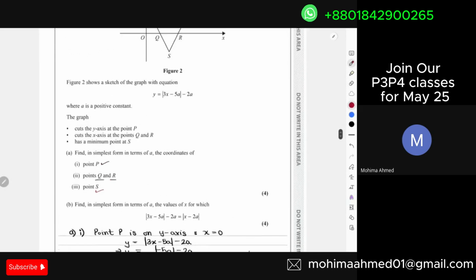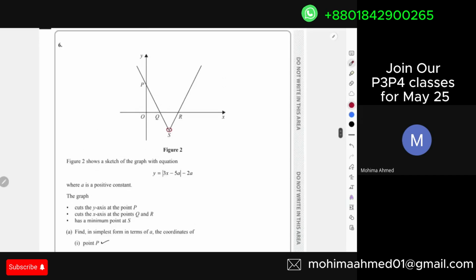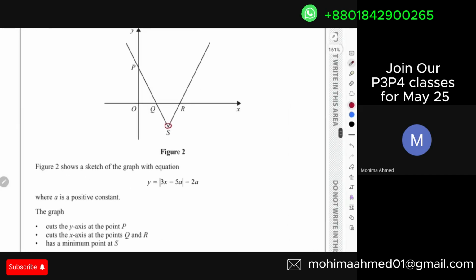Point S is the minimum point on this graph, right? So one thing to understand is that if this is the minimum point, if you look at this equation, we have y equals the absolute value of 3x minus 5a, minus 2a. So this is the minimum point that the graph can have. And exactly at this minimum point, you can get the value of your entire absolute value of 3x minus 5a as 0.